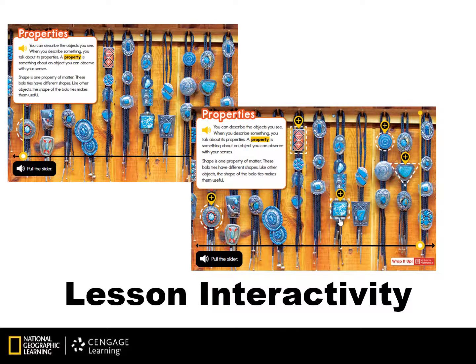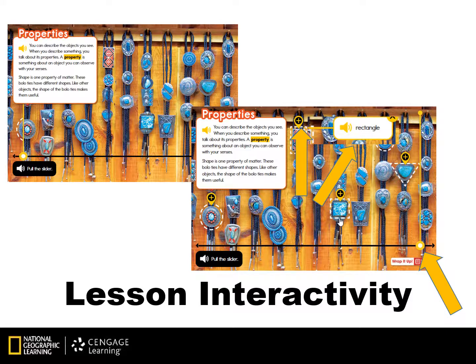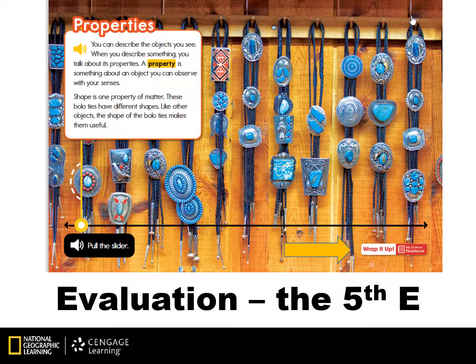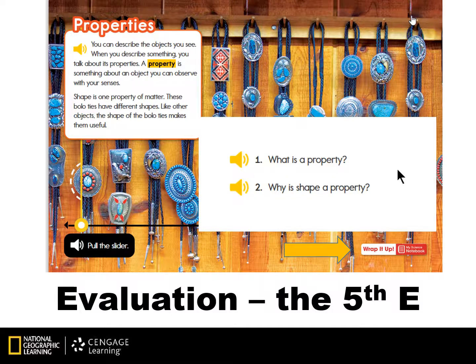The lessons themselves can have interactive features. This lesson on properties has a slider that exposes more interactive golden pluses. If you click on a golden plus, you will see a word exposed. Once the lesson is complete, we are ready to evaluate with the Wrap It Up formative assessment. Clicking on the Wrap It Up will open up the questions so they could be answered in the student's science notebook. If there is a Next button, click on that to move to the next screen of the activity.